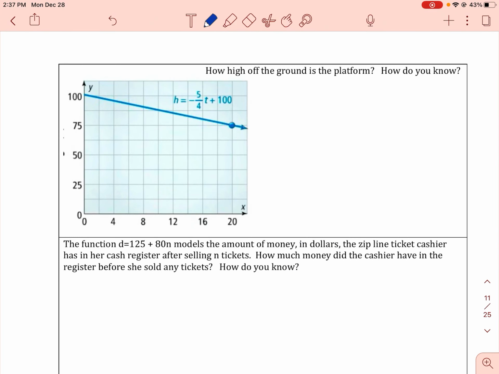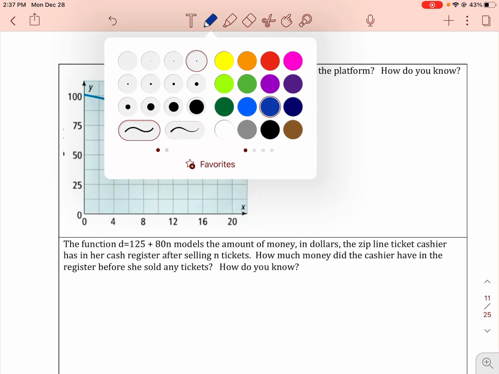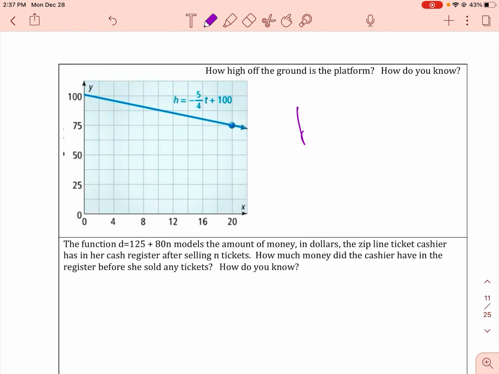How high off the ground is the platform? That is my initial value. So what is my initial value? What is my y-intercept of this graph? Or of the equation? That is 100. And that means that's your initial value. That's your starting point. That's how high off the ground. This zip line, let's say this were a zip line, it starts 100 feet off the ground. So before you start zip lining or going down, you will be 100 feet off the ground.